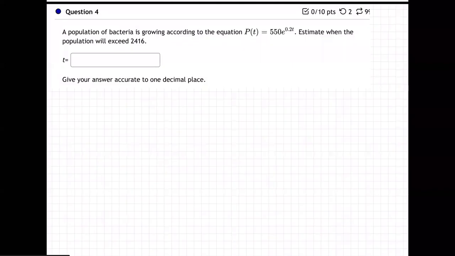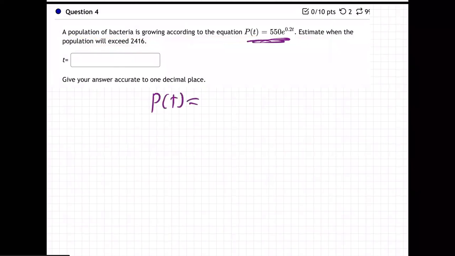Okay, so on this question, they're telling us a population of bacteria is growing according to the equation they give us here. Estimate when the population will exceed 2416. Okay, so how do we do this? Well, let me bring this equation down, write it down here.